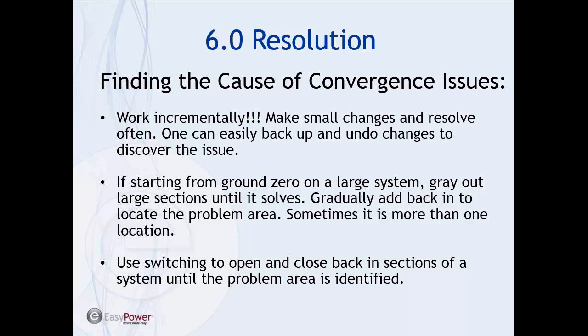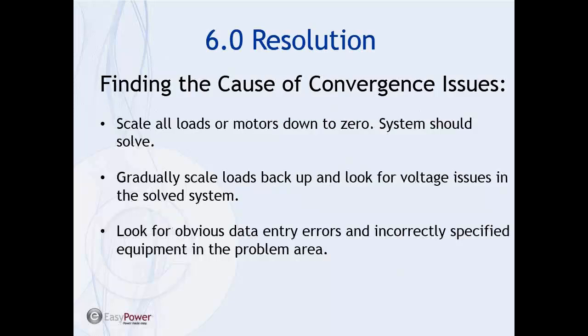Now, if you're starting from ground zero on a large system, try graying out large sections until it solves. Gradually add back in problem pieces to find the problem area. Again, you're going to find it's very localized in almost every case. And sometimes it's more than one location. So just be patient as you add in the pieces. If you've put switches and breakers all throughout your system, you can use those to quickly open and close large sections of your system until you identify where the problem area is.